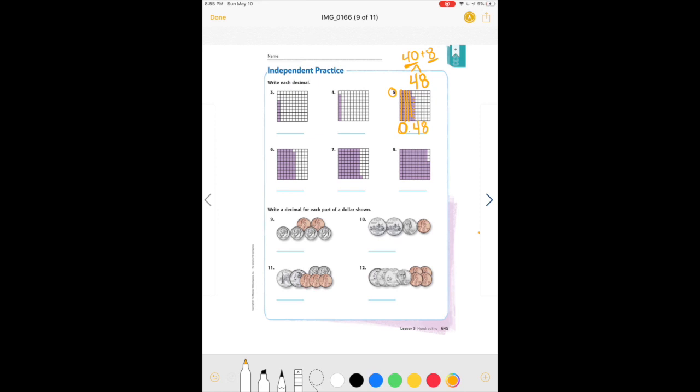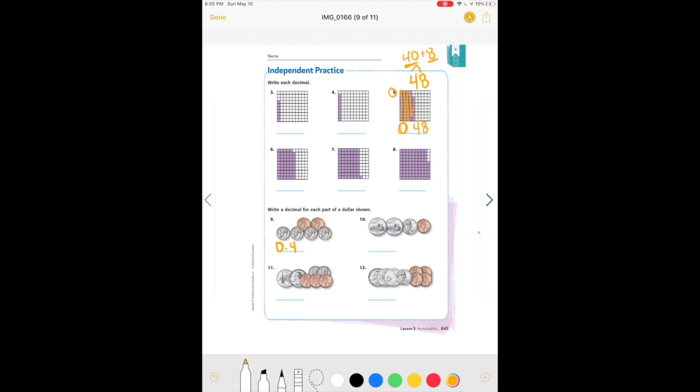9, 10, 11, and 12 say write a decimal for each part of the dollar shown. All right, so this is where we get to use some money skills. We have, for number 9, 1, 2, 3, 4 dimes. We don't have a whole dollar, so we have a 0 in the ones place. We have 4 dimes, which is equal to 4 tenths, because I would need 10 dimes to make a dollar. So we have 4 out of 10, so 4 tenths.